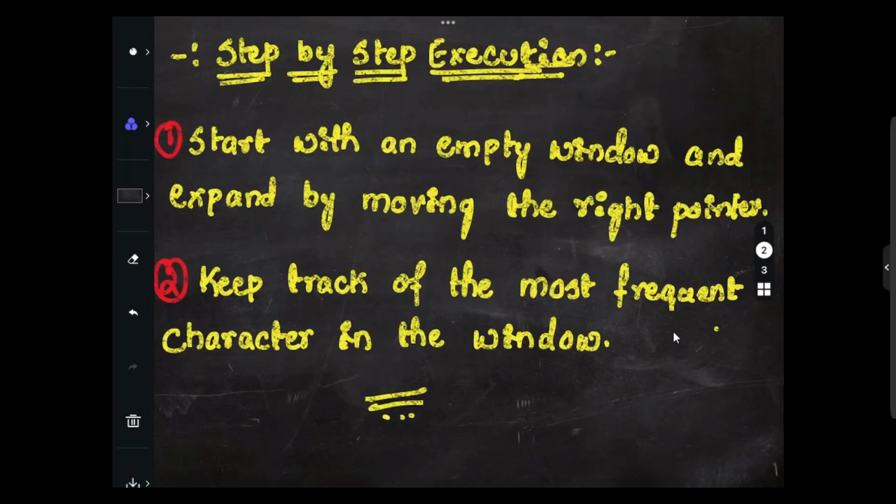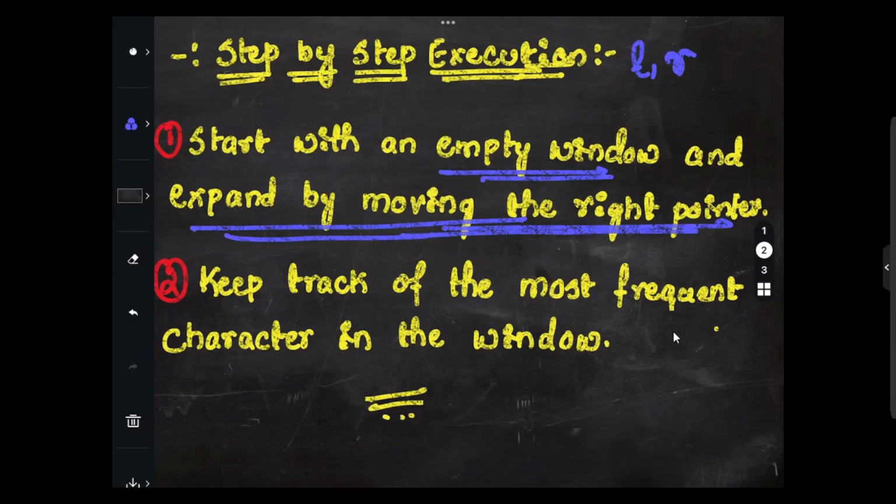So let's see the step-by-step execution here in this case. So we will start with the empty window. First, initially we'll start with the empty window, right? And expand by moving the right pointer. So we will be making use of the 2 pointers as we are going with the sliding window, right? Left and right pointer. Initially, L remains same, and we will move the right pointer. We will move the right pointer step by step, right?